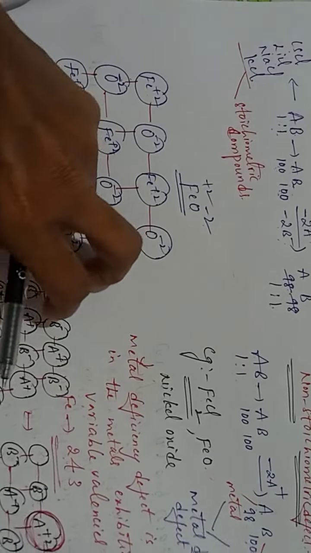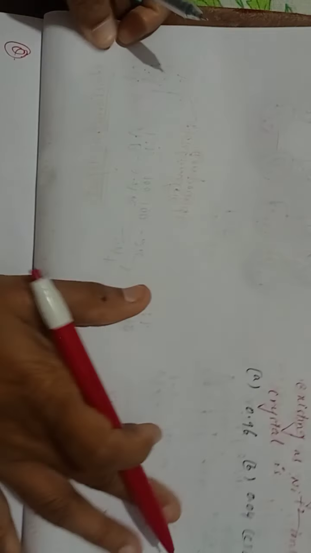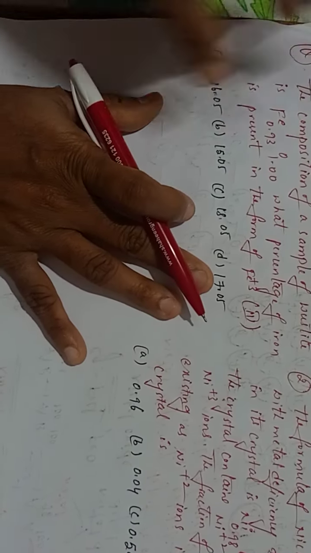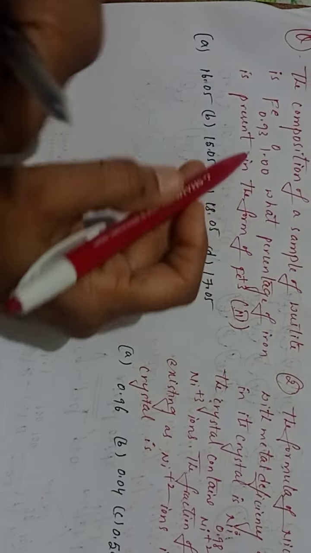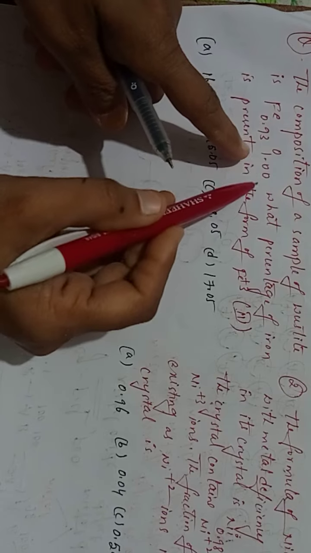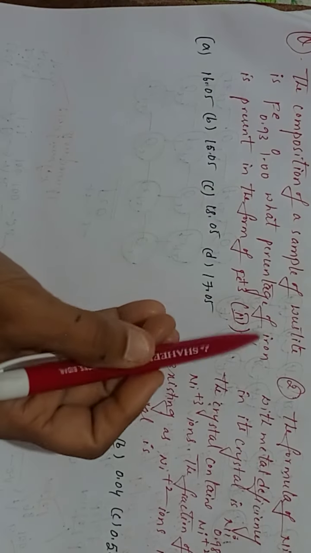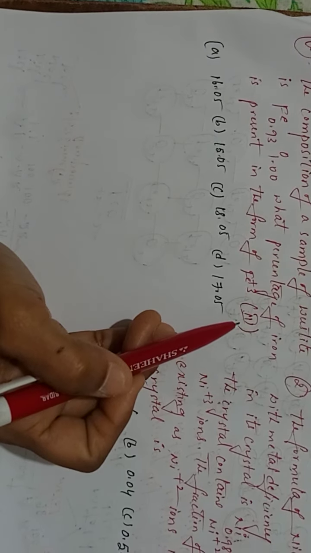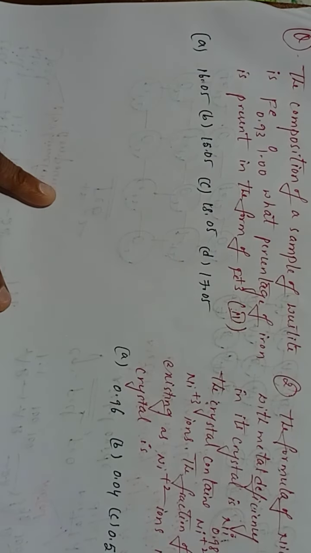Now see, students, here I will discuss a problem. The composition of a sample of Wurtzite is Fe0.93 O1.00. What percentage of iron is present in the form of Fe+3? This question is asked, students. See how to solve this one.